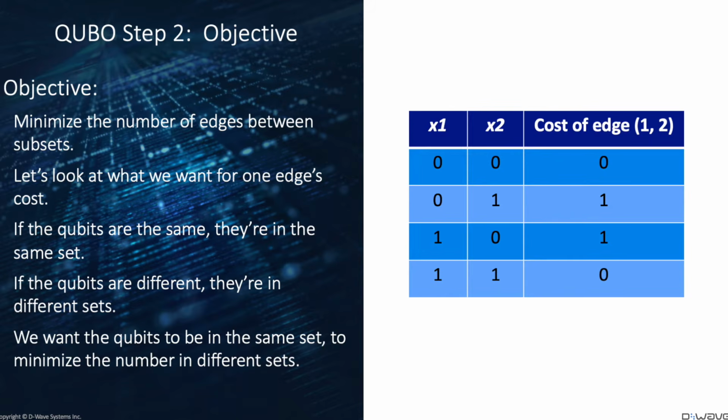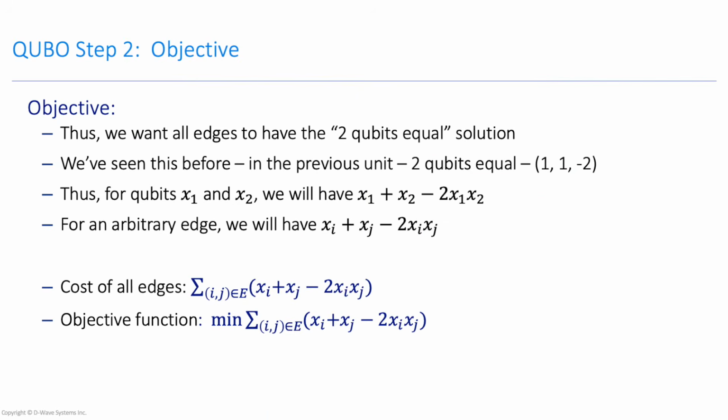And the 1 is arbitrary. As we talked about in the last unit, you can use whatever number you want, as long as I penalize it. I'm going to favor the cases where they're in the same set, and in this way favor solutions which have as many as possible in the same set, and therefore as few as possible in different sets. The thing is, though, we've seen this before.